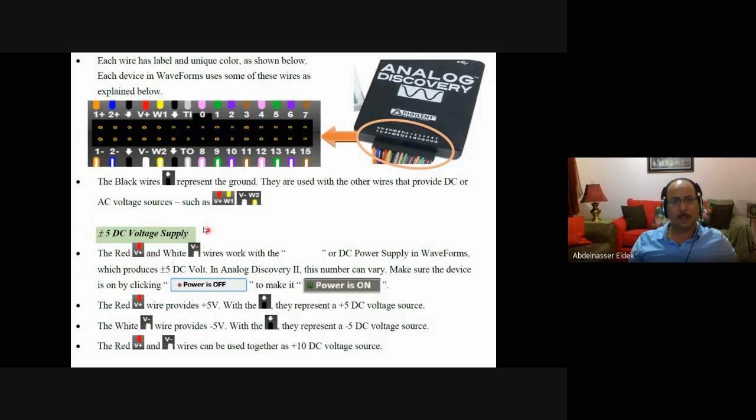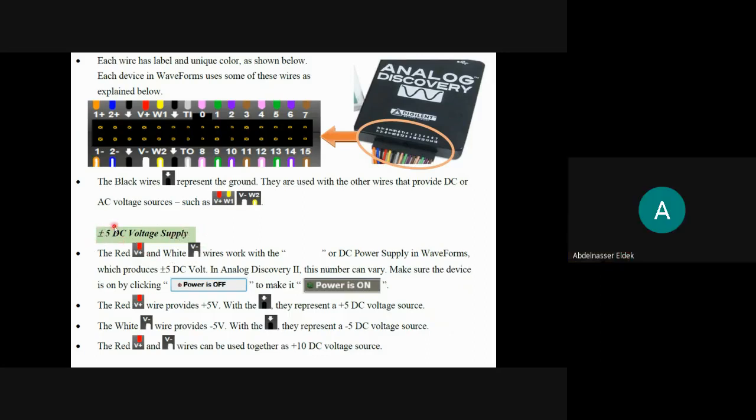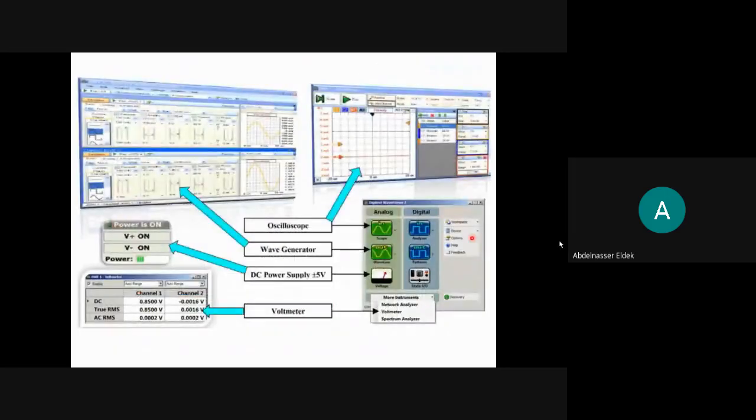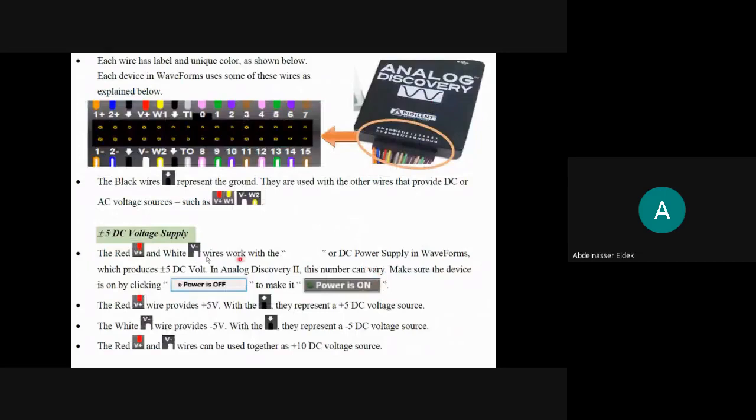Now, how can we generate positive and negative DC voltage? Then in WaveForms, we have to use the voltage or DC power supply, which was explained before here. This is the voltage, this one. Once you click this one, you can generate positive and negative 5 volt. In the Analog Discovery board, which wires? The red is the one that provides 5 volt. When you have 5 volt enabled, we will have 5 volt in the red, and the white will be negative 5 volt.